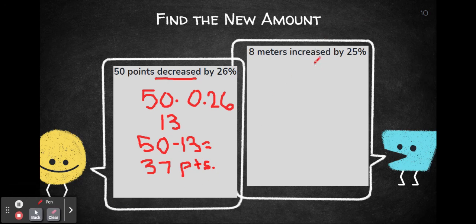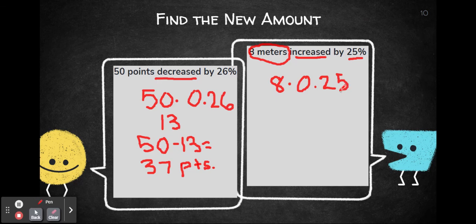So here's another example. It says 8 meters increased by 25%. So just like we did in the previous example, we would start with the amount we were given, 8 meters. We will then multiply that by the percent change. 8 meters times 25%, but when we put that into our calculator, we would put 0.25.